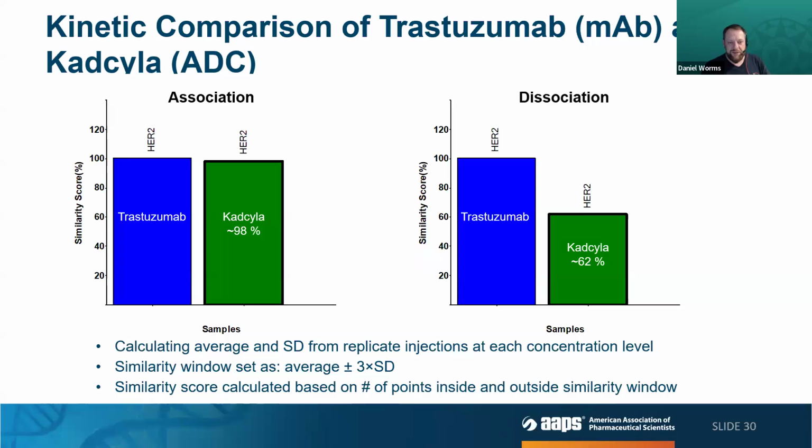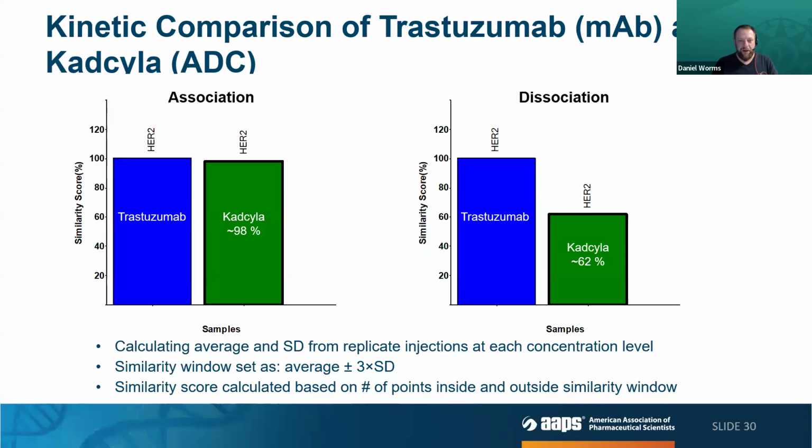So this data was then further processed in a kinetic comparison of the sensorgrams of trastuzumab and Cadcyla. In this example, trastuzumab was used as the reference standard. And this evaluation software calculates the average and the standard deviation from replicate injections at each concentration level. And then a similarity window will be set. In this example, it was set at the average plus and minus threefold the standard deviation. And the similarity score is then calculated based on the number of points inside and outside the similarity window.